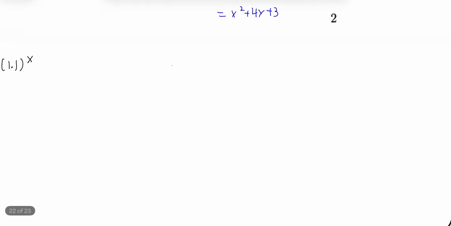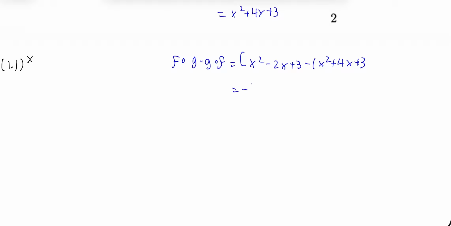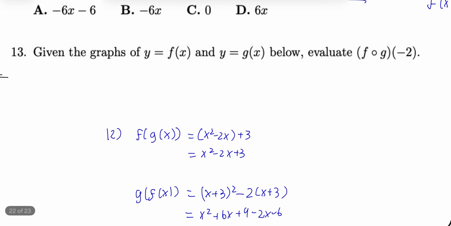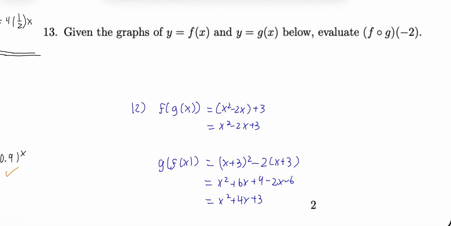Now let's try this. We have f composed of g minus g composed of f. So that's just taking both the things we just found and subtracting them. x squared minus 2x plus 3 minus x squared plus 4x plus 3 is all going to end up equaling negative 6x.